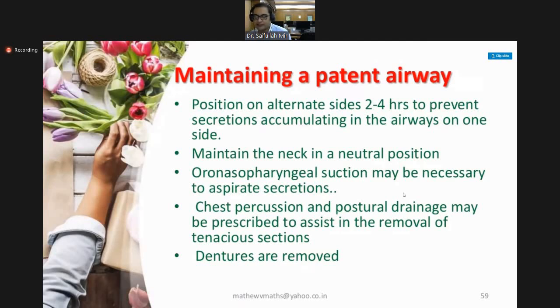I recently had an infection. I used this position on alternate sides throughout the night so I could come back to work in the morning.